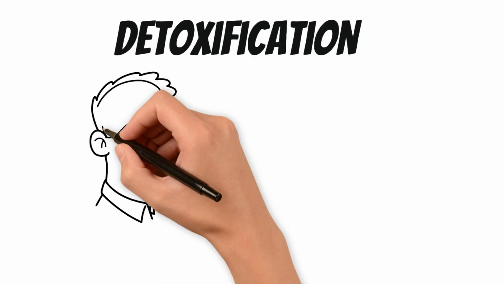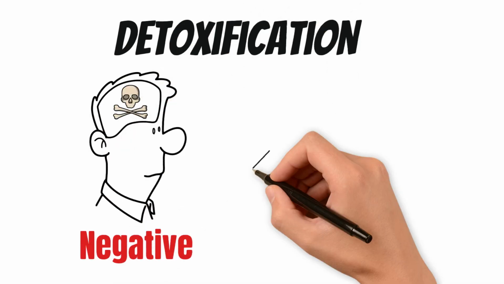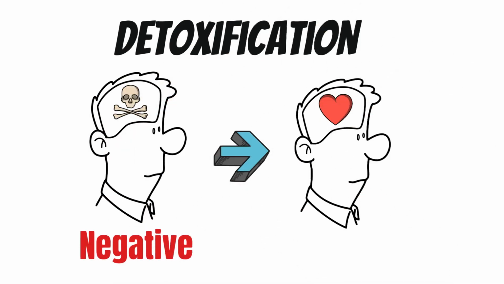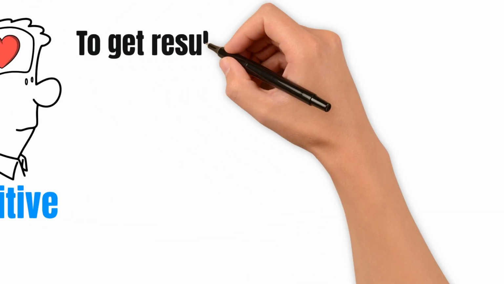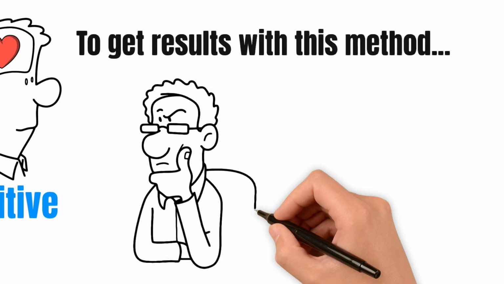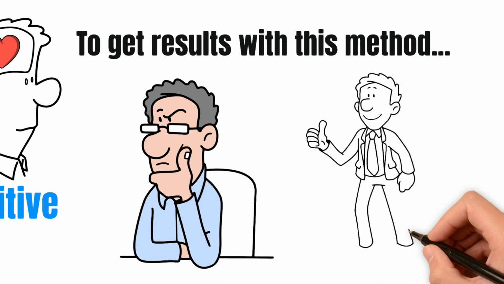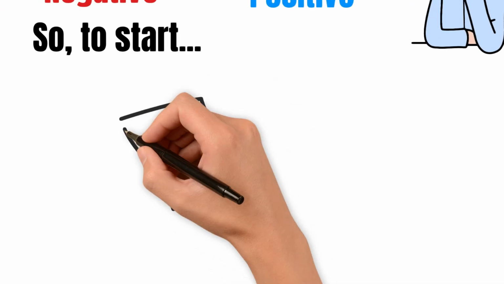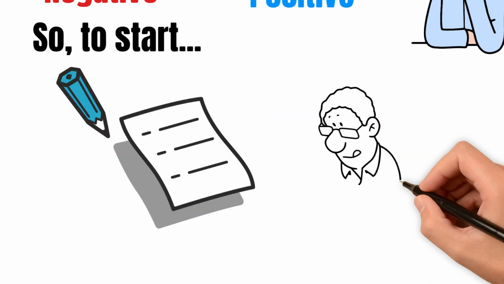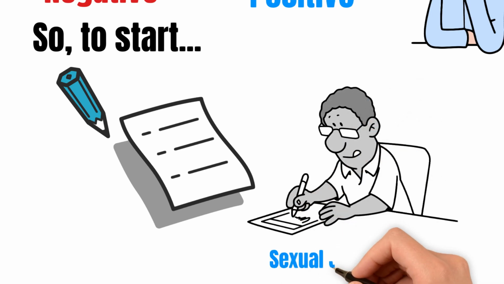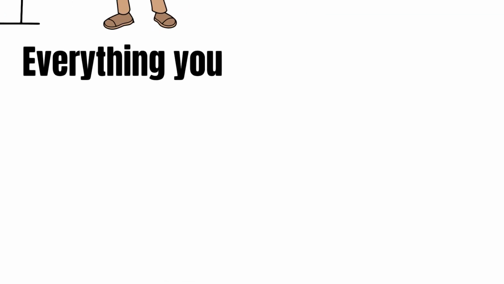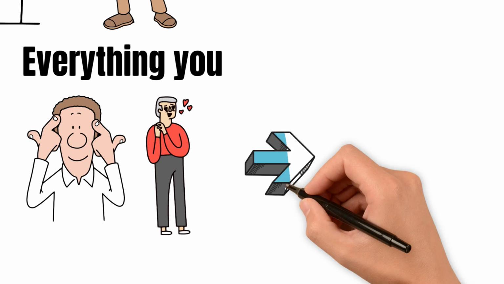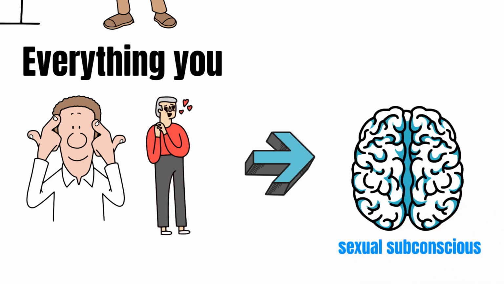When we talk about detoxification, we're aiming to eliminate everything negative and keep what's positive regarding what you've learned about sex throughout your life. To get results with this method, you'll need to pay attention to details and be open to trying new things. So, to start, have a notebook and pen ready. We're going to begin by writing down the words sexual subconscious. Everything you think and feel about sex is related to your sexual subconscious.